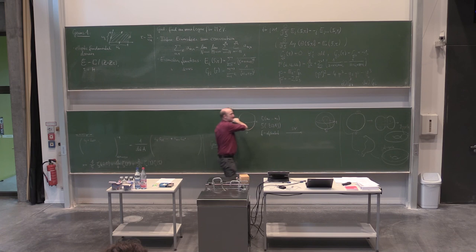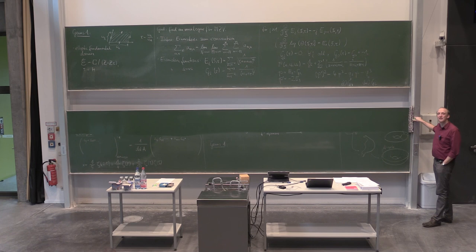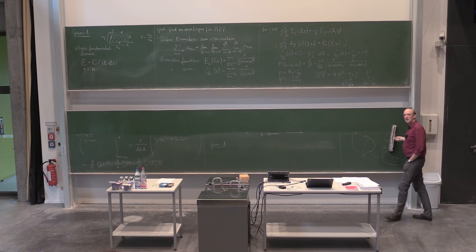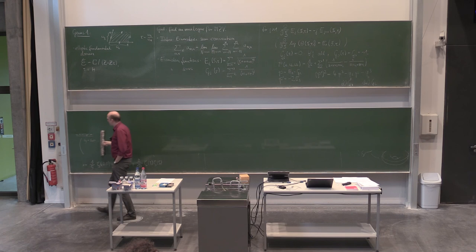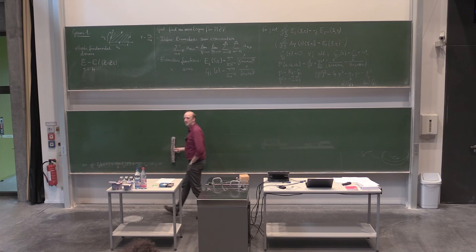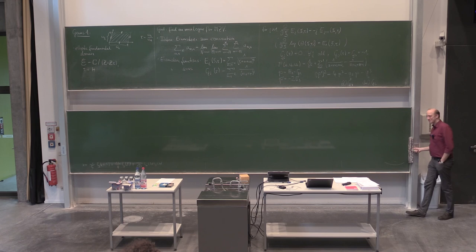Say again, please. E1 has only a single pole because it's an elliptic function. No, it's not. Exactly. I will talk about the Eisenstein series in a minute and then also make a comment on honest and not so honest double periodicity.